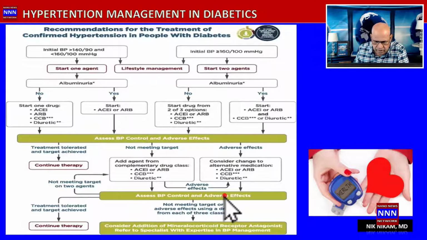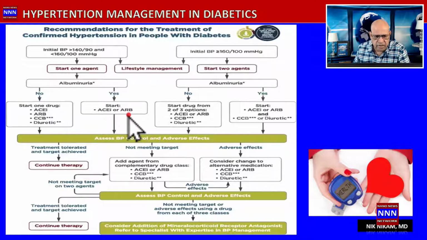When the blood pressure is controlled, you monitor them, follow them up, and continue to emphasize lifestyle modifications. If the blood pressure is still not controlled, we can consider adding mineralocorticoid receptor antagonists or refer them to a specialist to rule out secondary causes of hypertension like pheochromocytoma or renal artery stenosis or any other kidney problems that may be accounting for hypertension.